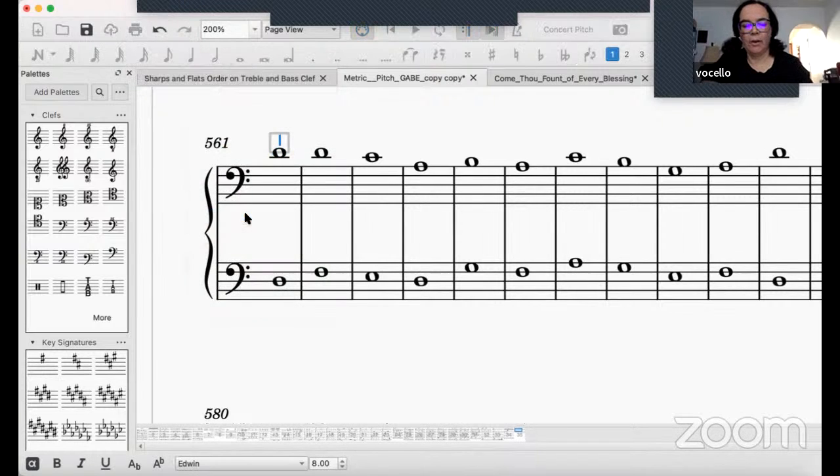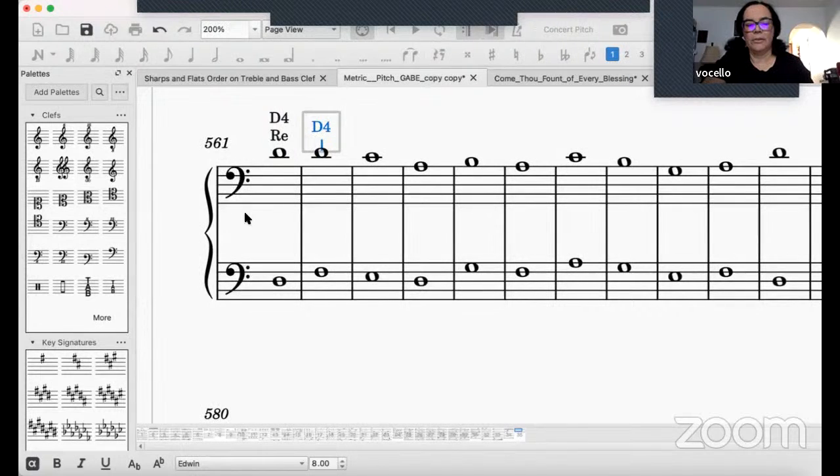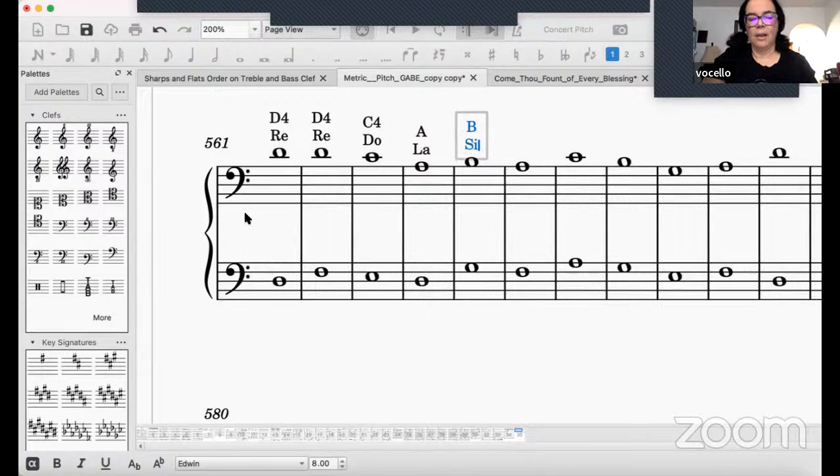That is D, or Ré, in the solfège. D, or Ré. C, or Dó. First I put the alphabet and after the solfège. A or Lá. B or Si. A or Lá. C or Dó. B or Si. G or Sol. A, Lá, D, Ré.